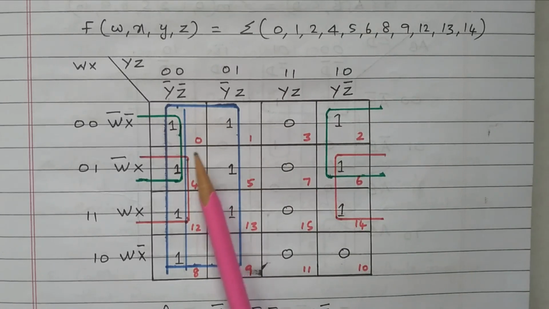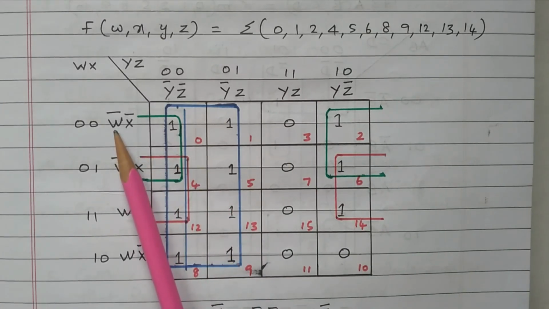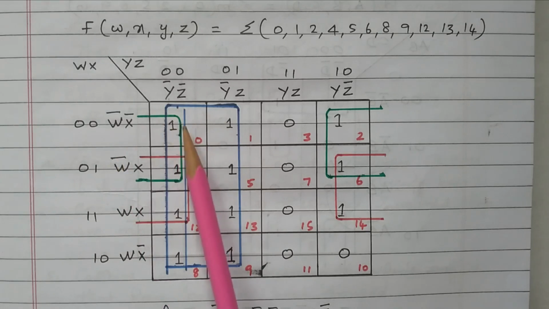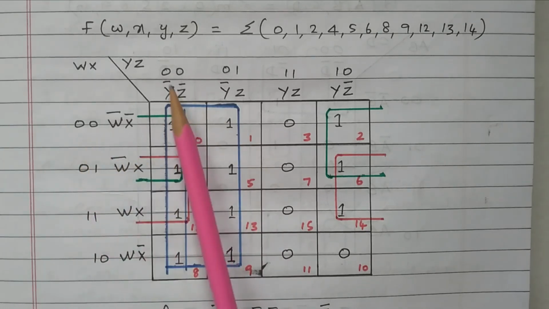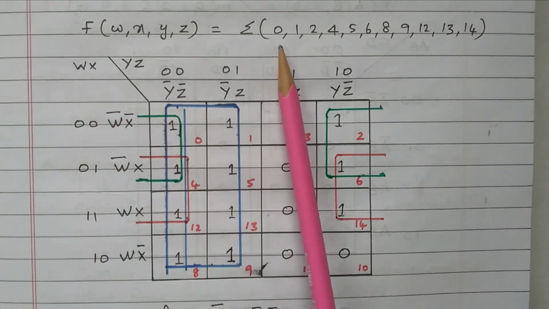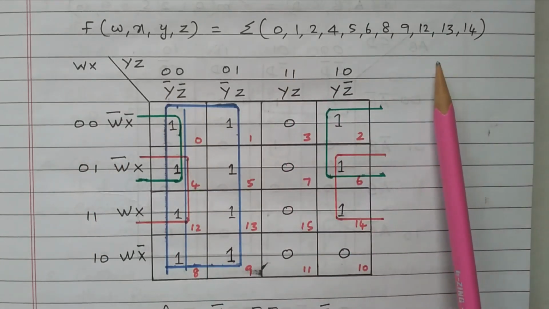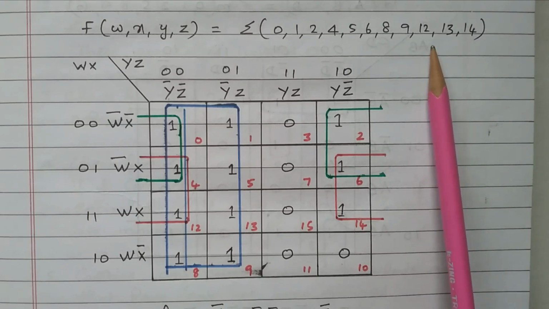There are three ways available. One is we can see this w x, w bar x bar y bar z, like that we can mark. Otherwise, we can use the binary number 0, 0, 0, 0. The third method is directly given by minterm. So this is very easy to represent the minterms.